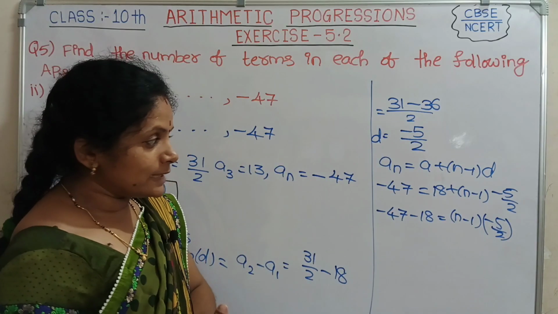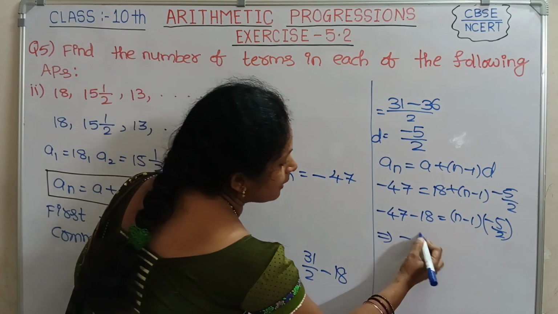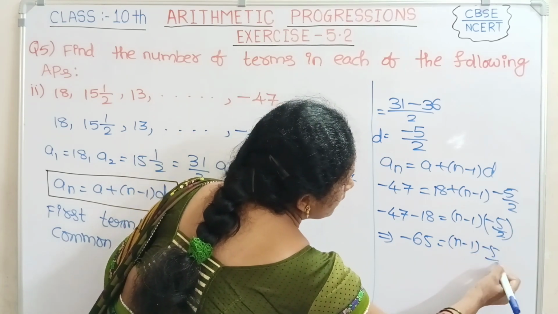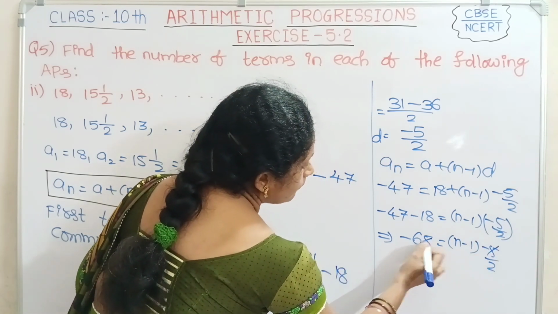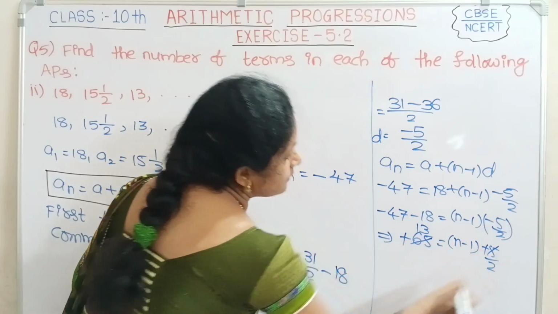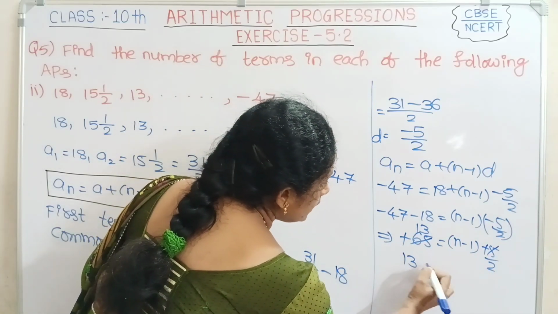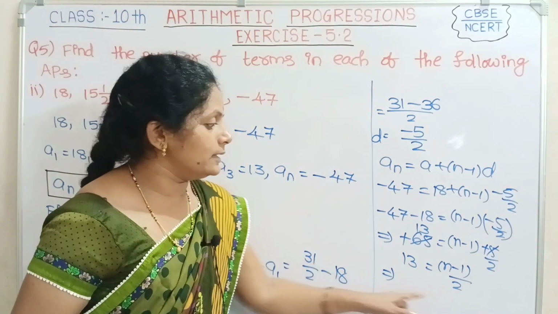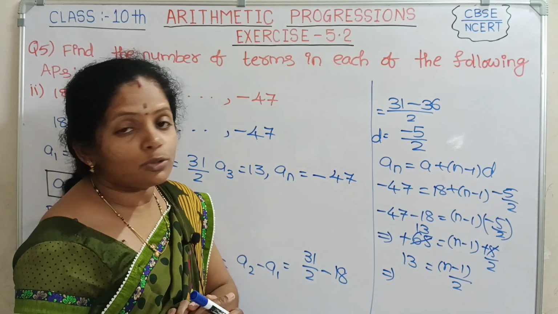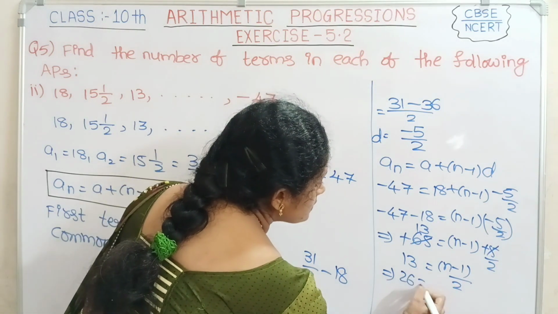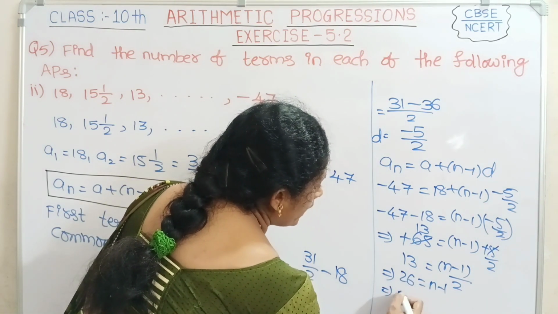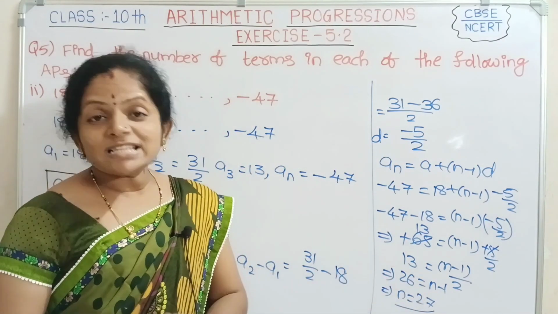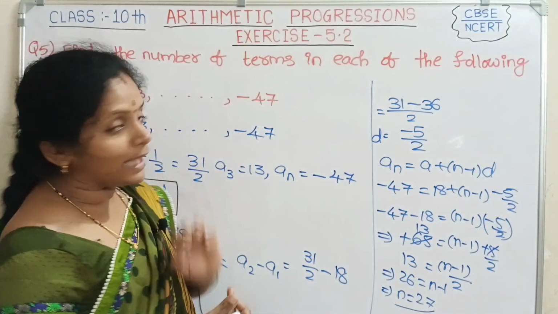Both are having the same signs. After adding them, we'll get minus 65 is equal to n minus 1 into minus 5 by 2. The 5s are 5, 13s are minus 65, minus minus will get cancelled. 13 is equal to n minus 1 by 2. To get the value of n, send this 2 to the other side. It will be 13 twos are 26. 26 is equal to n minus 1. So n is equal to 27. Therefore, 27 terms are there in this given AP.